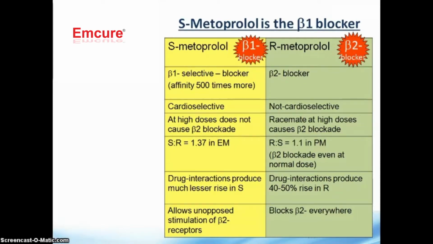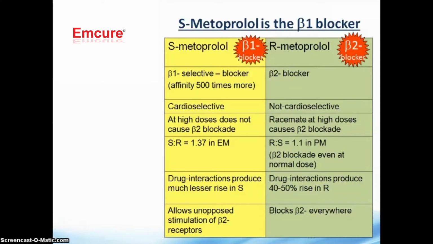I have been saying the same things over and over again, but probably this requires attention, so I am repeating it. Beta 1 selective is S metoprolol. It has 500 times more affinity for the beta 1 receptors. R metoprolol blocks the beta 2 receptors. S metoprolol is cardioselective. R metoprolol is not cardioselective. At high doses, chirally pure S metoprolol does not cause beta 2 blockade, whereas a racemate at high doses causes beta 2 blockade activity because of the R metoprolol.